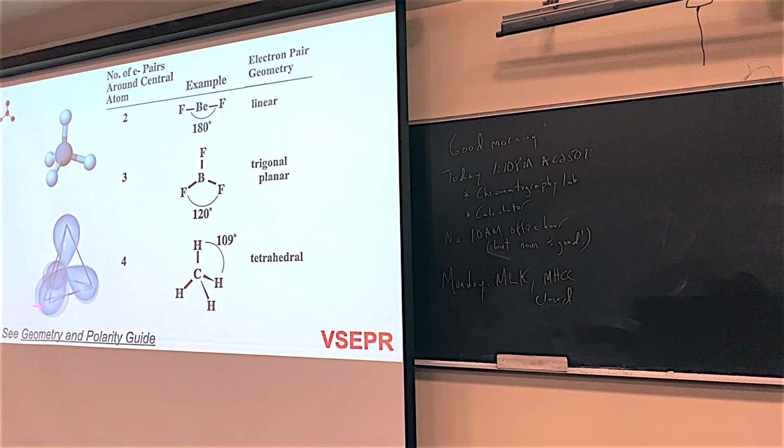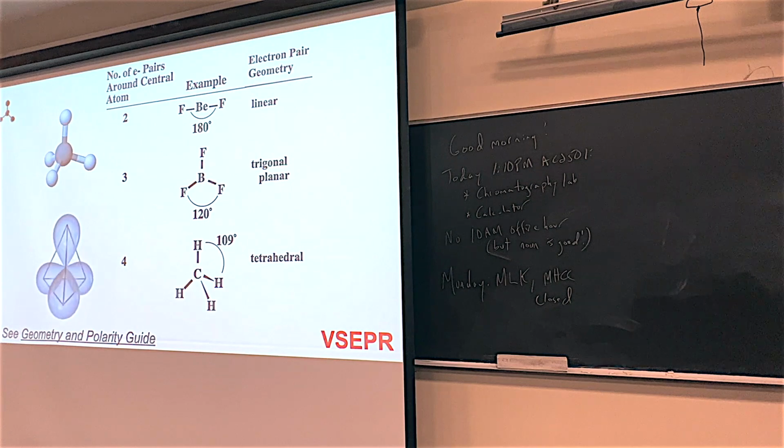Now, a tetrahedron has four sides. That's where the tetra part comes in. And all the angles in a tetrahedron are about 109. 109.5, et cetera, 109 is totally fine. But a tetrahedron is better than having things straight across from each other. We go to a three-dimensional world, if you will, instead of just having two dimensions. So these things right here, linear, trigonal planar, and tetrahedral, are what they call electron pair geometry, and they're going to be really important.